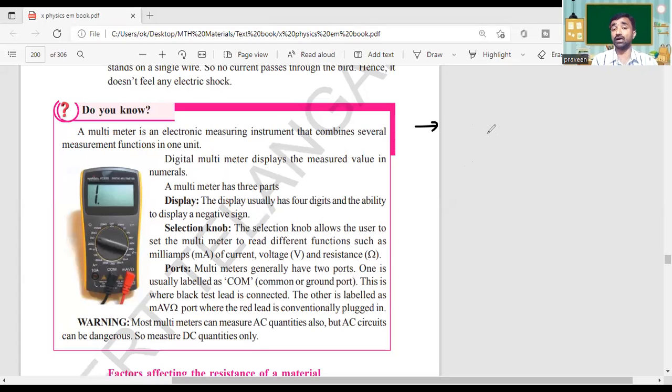Just connect the ports to the ends of the wire. Suppose it is a wire, one of the ports is connected here and the other port is connected here. So the ports are connected at the two ends of your conductor. There you can measure the resistance.